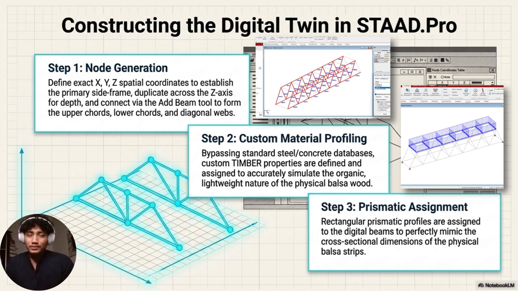And now, number 3 is the prismatic assignment. Rectangular prismatic profiles are assigned to the digital beams to perfectly mimic the cross-sectional dimensions of the physical balsa strips. You can also see the two pictures I put above, which are the representation of the material proofing and the prismatic assignment.